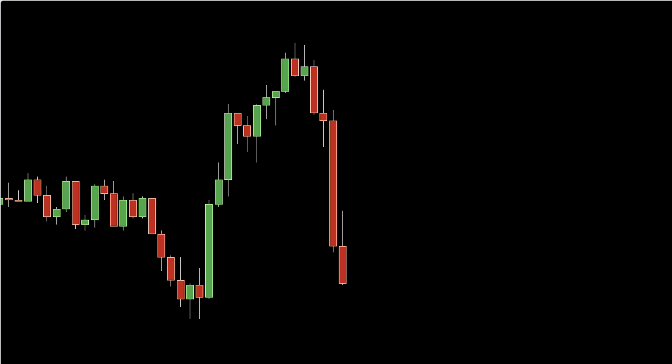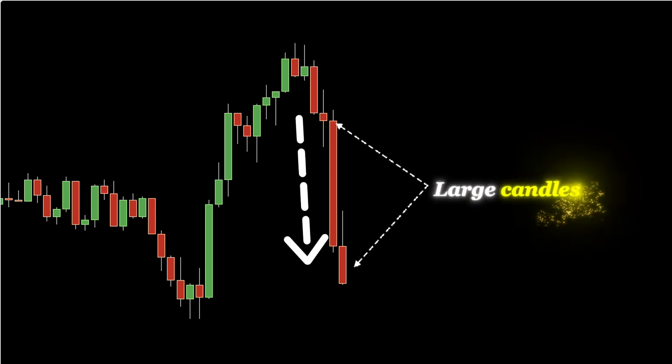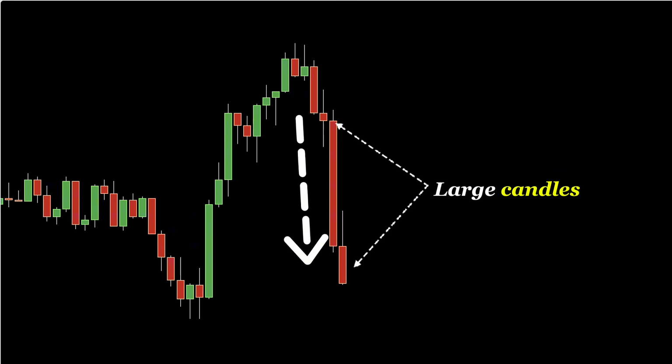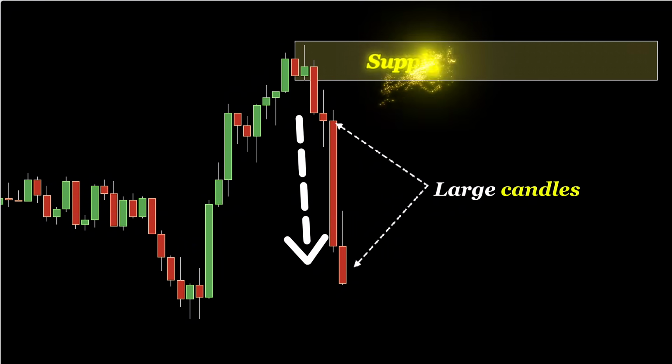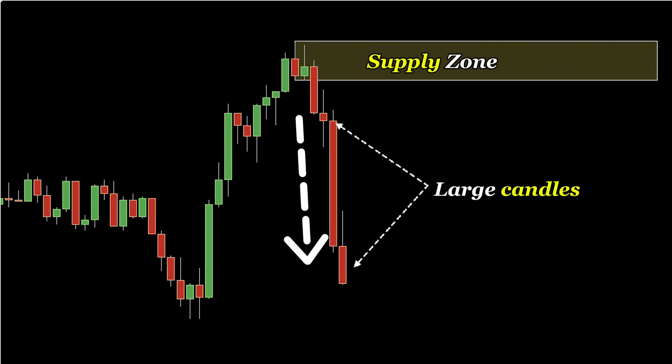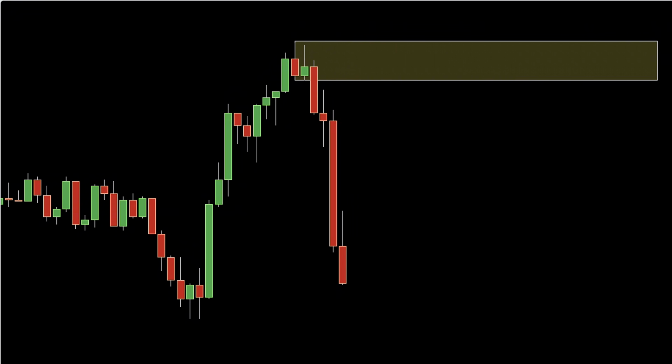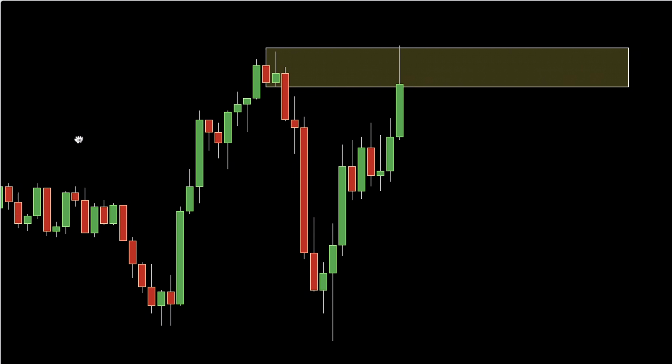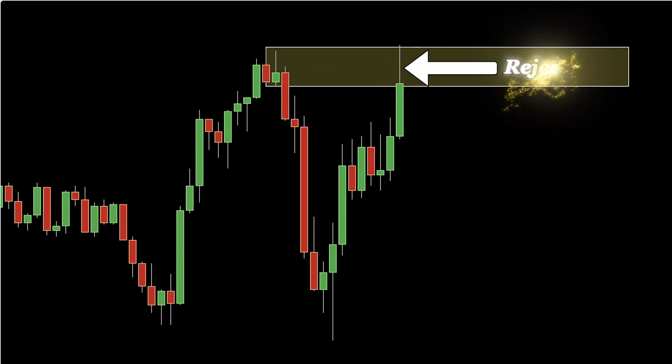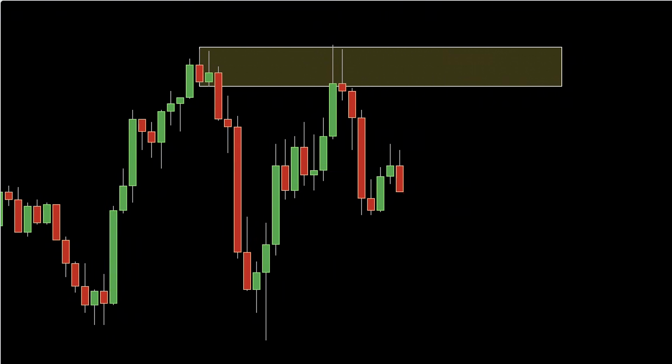Here, the market makes a strong move down with large bearish candles. This type of move is also driven by institutions, and the beginning of that drop is called a supply zone. Now watch what happens when price returns to that area. As soon as price reaches the zone, it gets rejected and drops strongly again.